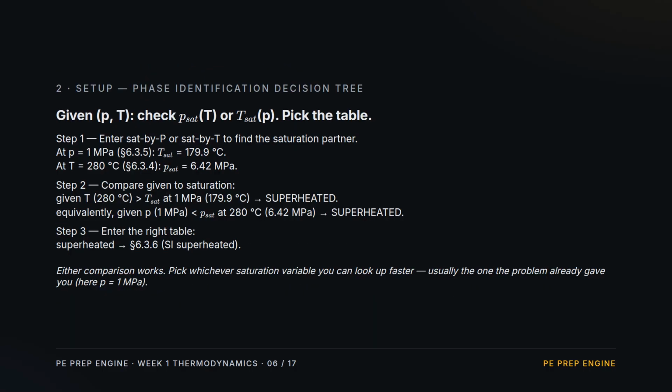Phase identification decision tree. Step 1. Enter a saturation table to find the partner. At 1 megapascal, Tsat is 179.9 Celsius. Step 2. Compare. 280 is hotter, so superheated. Equivalently, 1 megapascal is below Psat at 280, which is 6.4 megapascals. Same answer. Step 3. Enter the superheated table.